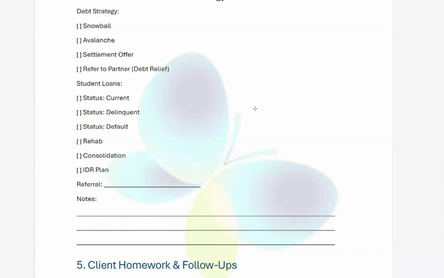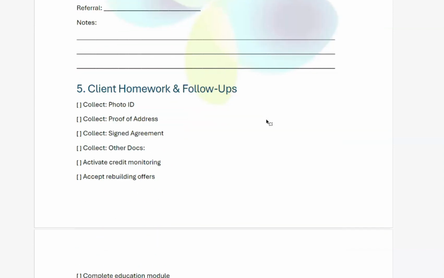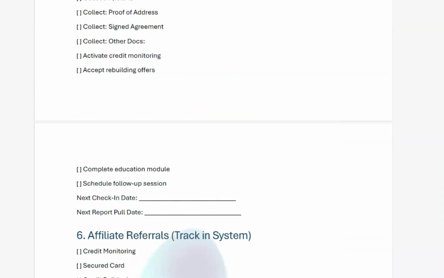Do they need a rehab program? Do they need to do a consolidation? Do they need an IDR plan? Whatever it is, you can make little notes on here so that you know exactly what each client needs. These are just basic client homework follow-up items, making sure you have IDs, signed agreements, and any other docs you need to get from them. Just make some notes for yourself.